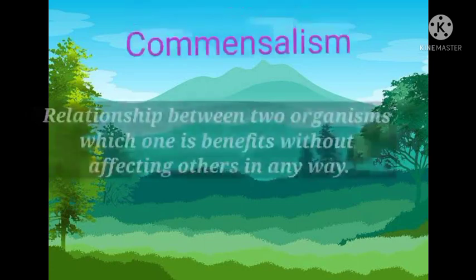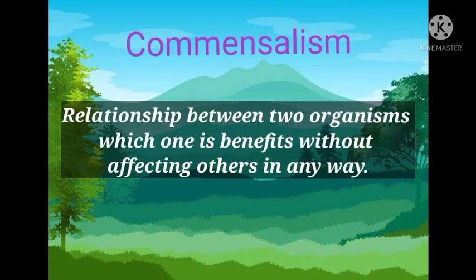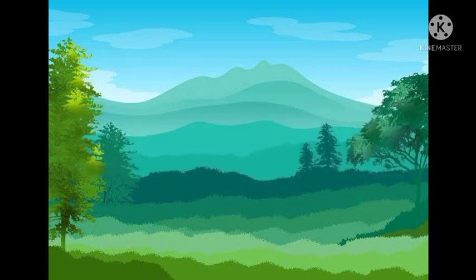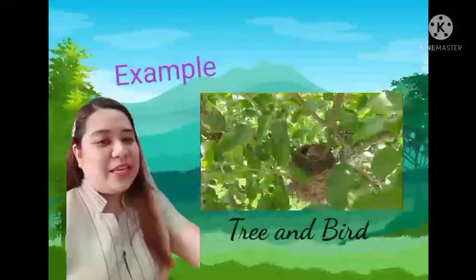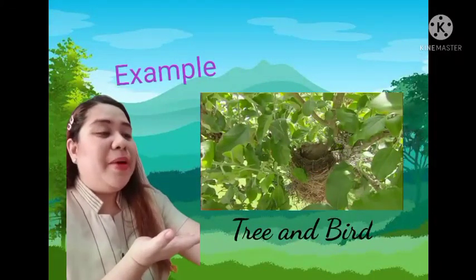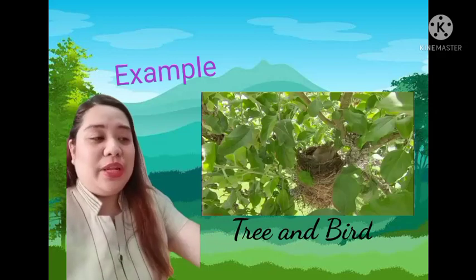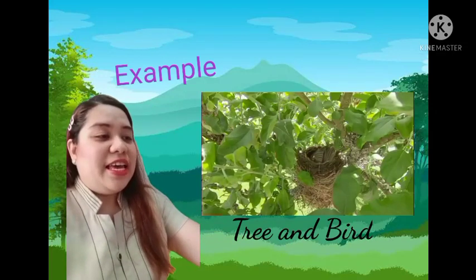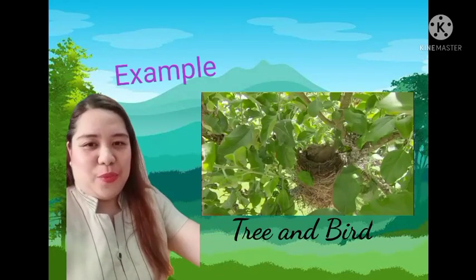Next, commensalism. It is a relationship between two organisms in which one benefits without affecting the other in any way. An example of commensalism is the tree and a bird. The bird benefits by having a shelter to live in, while the tree is not affected in any way.